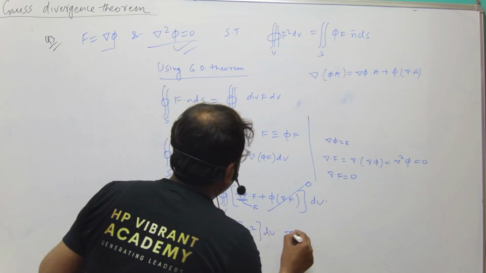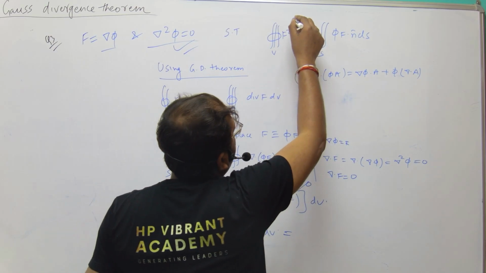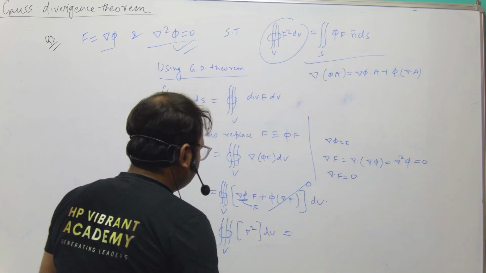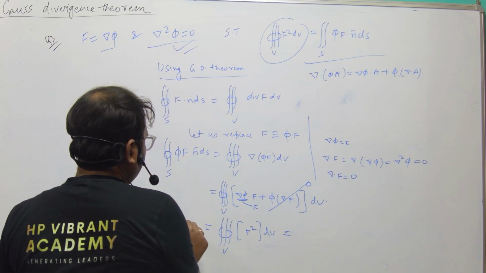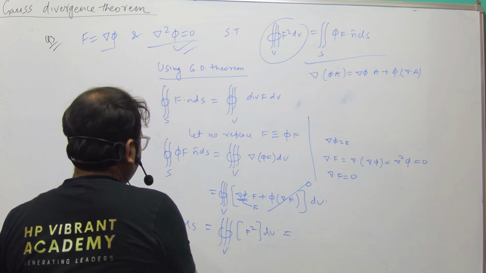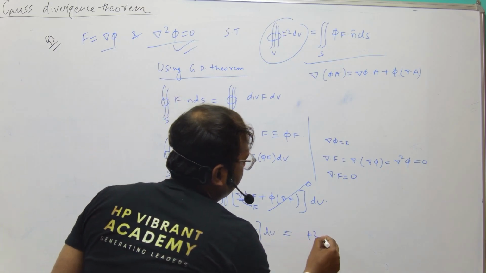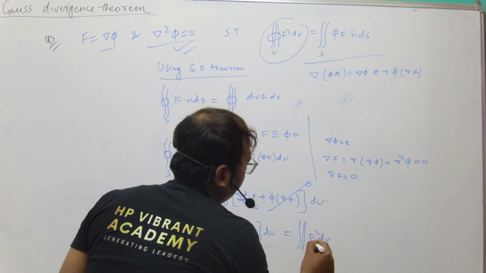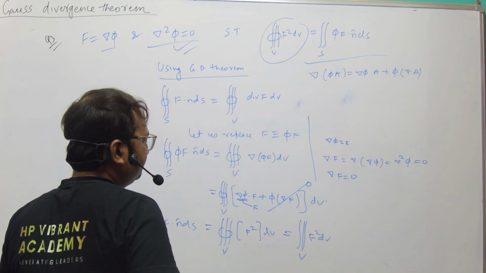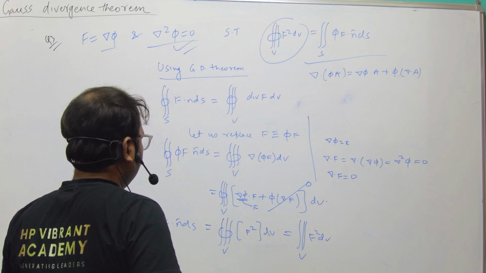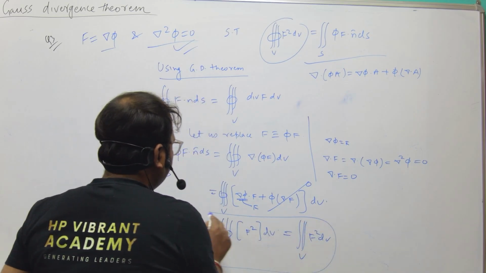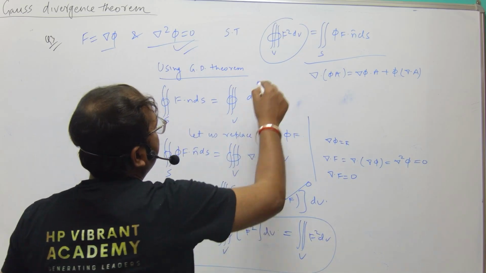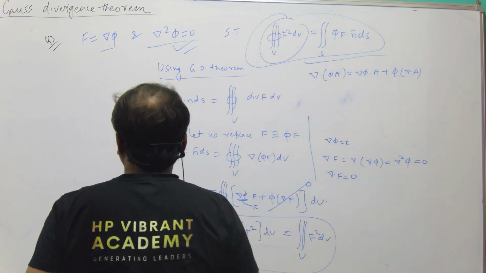So we have to show that the integral of F square dV is equal to the surface integral of phi F dot n cap dS along the surface S. This is equal to the triple integration of F square dV along the volume V. We have to show that phi F dot n cap dS is equal to F square dV. This is the result. Now let us discuss question number 4.